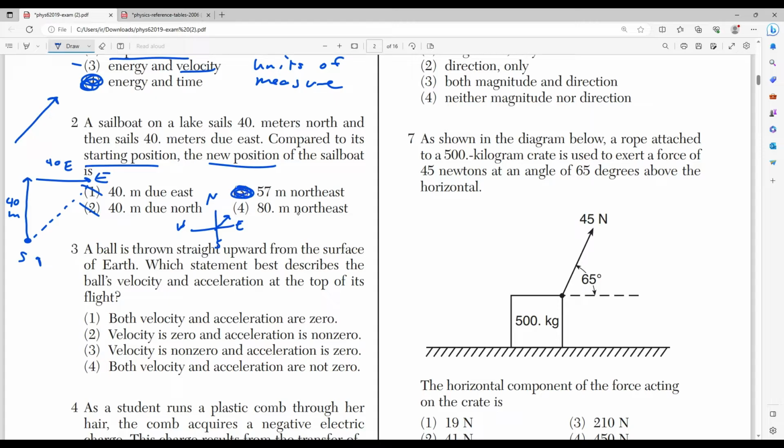And obviously, the answer to this is going to be 3. Just use the Pythagorean theorem: a squared plus b squared is equal to c squared. 40 squared plus 40 squared is equal to c squared. That c is going to be 57 meters northeast.